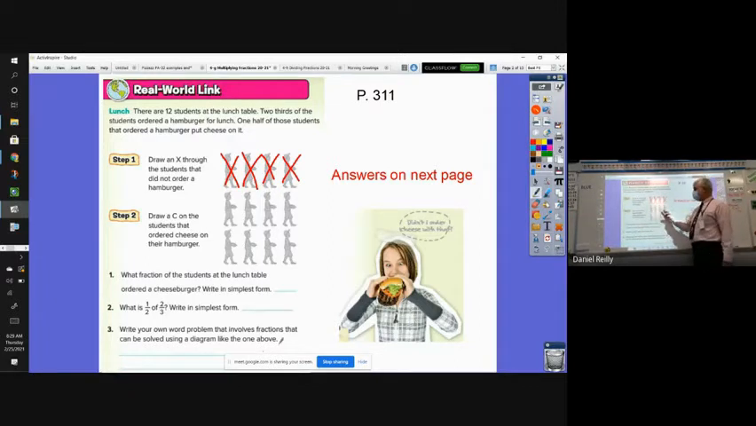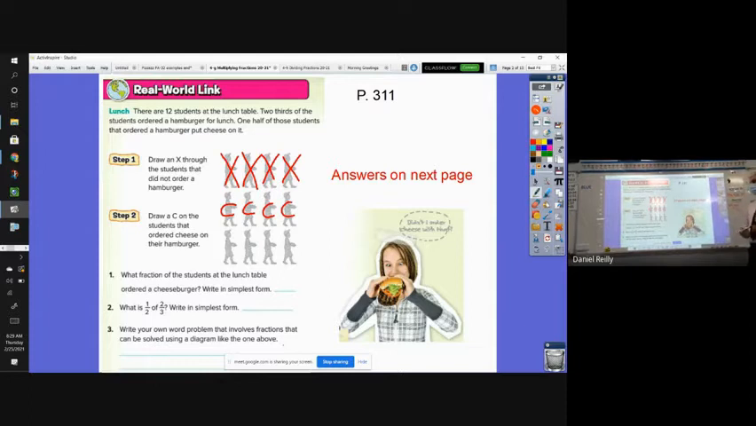Okay. So now we're left with these 8 students. And how many put cheese on it? Half of the students that ordered a hamburger. How many of these are going to get cheese on it? Half of them. So how many? 4. Half of 8. Okay, so half of 8 got cheese.